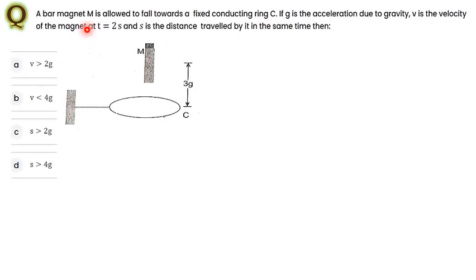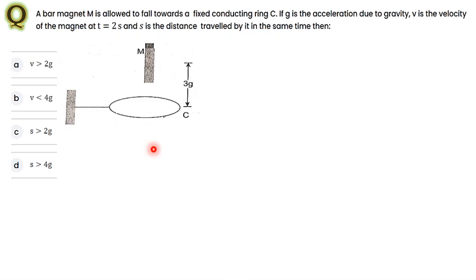A bar magnet M is allowed to fall towards a fixed conducting ring. See here, this is the bar magnet which is allowed to fall through the fixed conducting ring. If g is the acceleration due to gravity, and v is the velocity of the magnet at t equal to 2 seconds, and S is the distance traveled by it in the same time. See what they have mentioned: the velocity is greater than or less than g, the acceleration due to gravity, and similarly the distance.